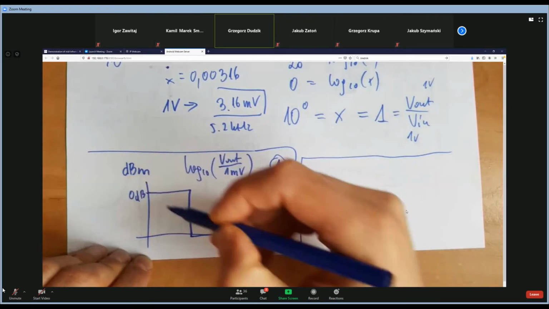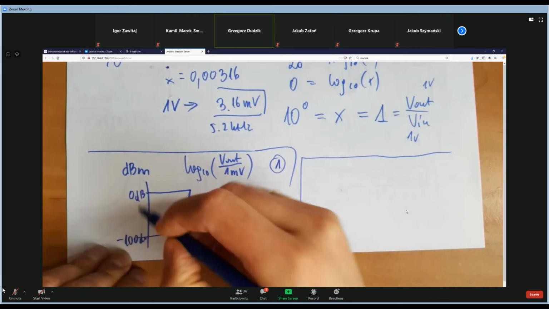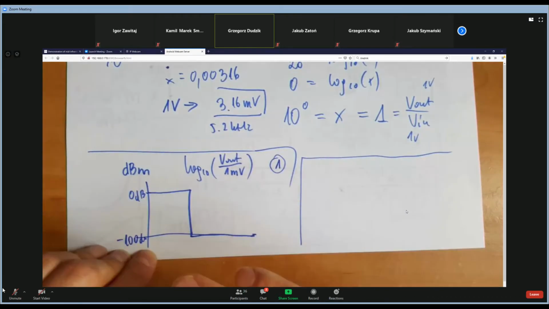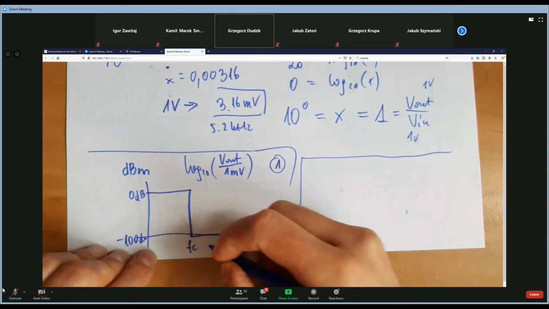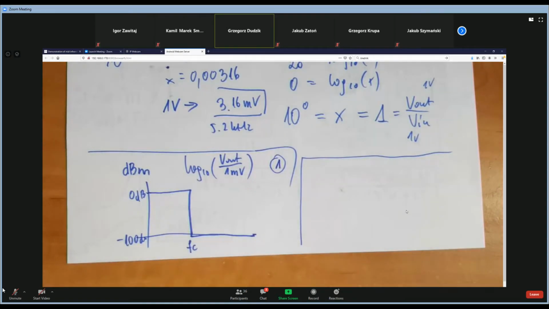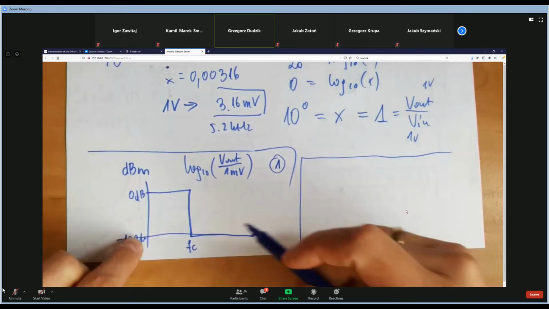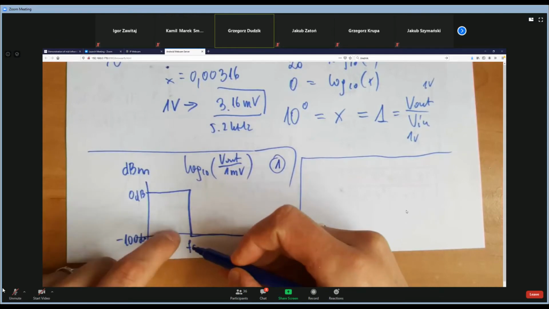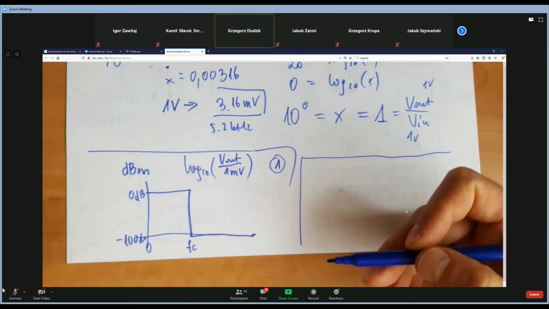This is, for example, 0 decibels, and this is minus, I don't know, 100 decibels. So in fact, we have almost no signal here, and this is our FC frequency, our corner frequency or cutoff frequency for the filter. It means that the low pass filter passes the frequencies from 0 to FC, and from FC the signals are blocked.